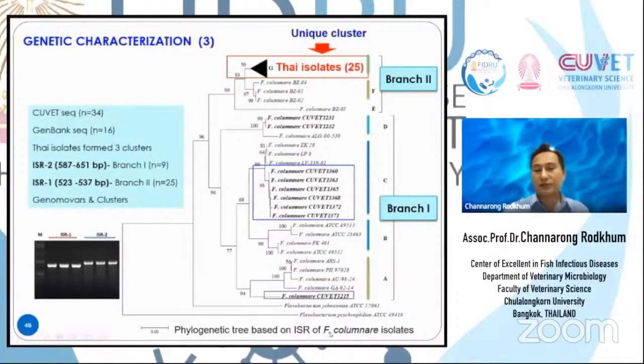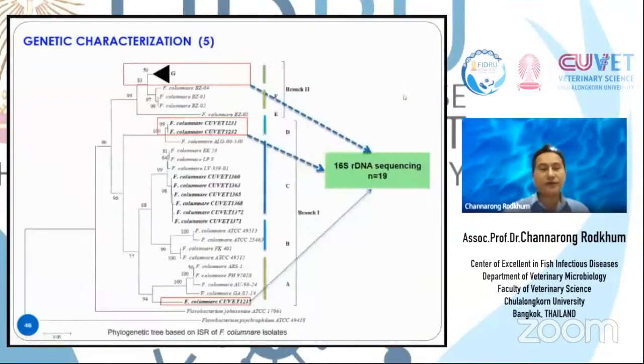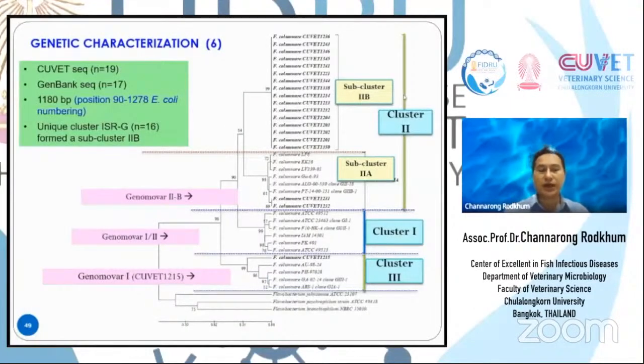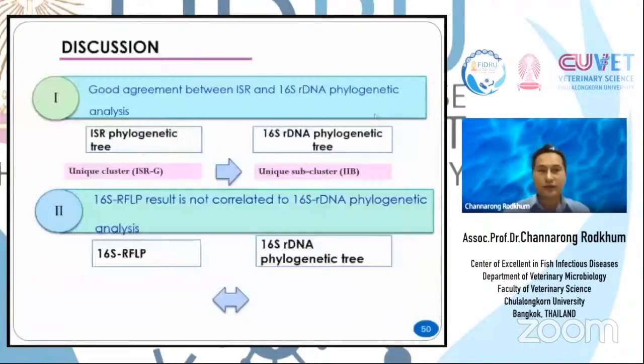In Thailand, as I said to you previously, after we did the phylogenetic tree based on ISR of Flavobacterium columnare, we can see that Flavobacterium columnare in Thailand can be divided into two major branches, branch 1 and branch 2. It appears unique in all techniques that we use for characterization. We compose all techniques together, and we propose that in Thailand we have Flavobacterium columnare that can be divided into different genomovars, Genomovar 1 and Genomovar 2.